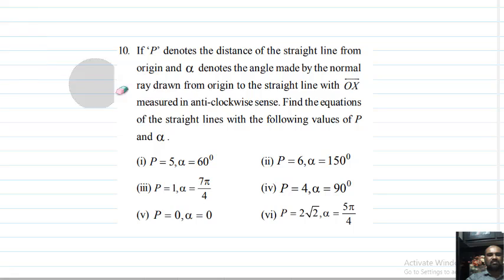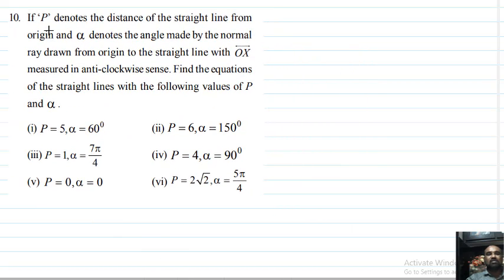Next question. This is the question, next question. If P denotes the distance of a straight line from the origin and alpha denotes the angle made by the normal ray drawn from origin to the straight line with OX measured in anticlockwise direction, find the equation of the straight lines in the following. Just the normal form of the equations you should find. P given, alpha given, you want to find the normal form of the equation.